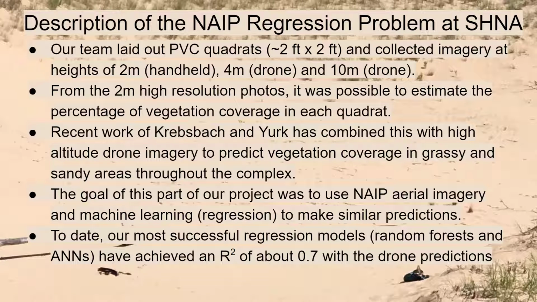To date, our most successful regression models, which have been either random forest models or artificial neural networks, have achieved an R-squared of about 0.7 with the drone predictions. We'd like to do better, and I'll talk about that just a bit in the next slide.